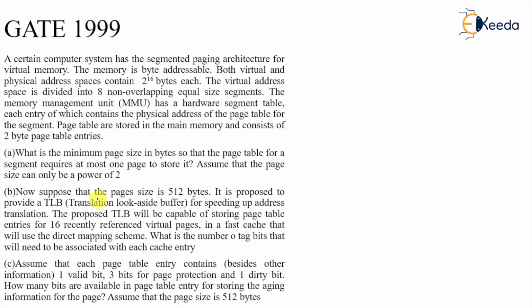B part is, now suppose that page size is 512 bytes. Okay, now we're changing it. Page size, again it is changing this page size value. It is proposed to provide a TLB, translation lookaside buffer, for speeding up the translation. The proposed TLB is capable of storing page table entry for 16 referenced virtual pages. So this can store only 16 entries.